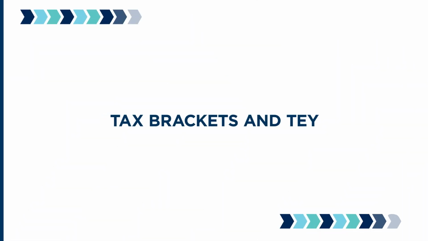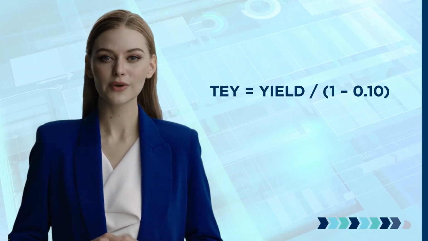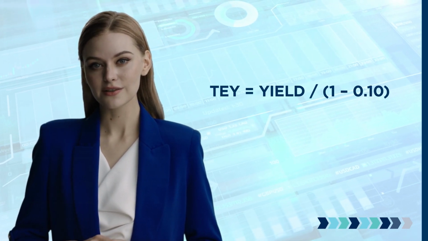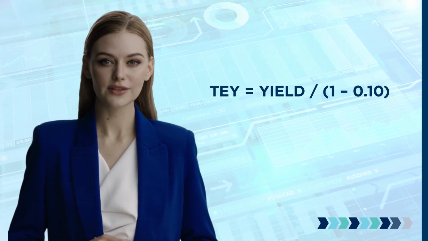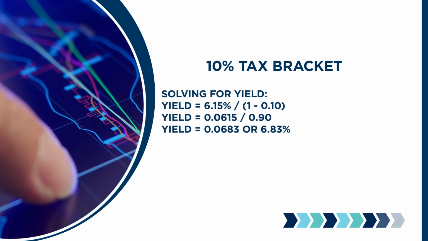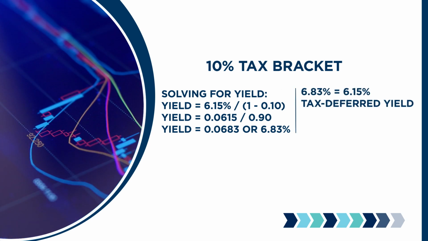Let's now discuss tax brackets and taxable equivalent yield. For a client in a 10% tax bracket, the TEY calculation would be TEY equals yield divided by 1 minus 0.10. In the 10% tax bracket, your taxable investment would need to yield approximately 6.83% to be equivalent to a 6.15% tax-deferred yield. The higher the tax bracket, the greater the taxable yield needs to be to match the return of a tax-deferred investment or product.